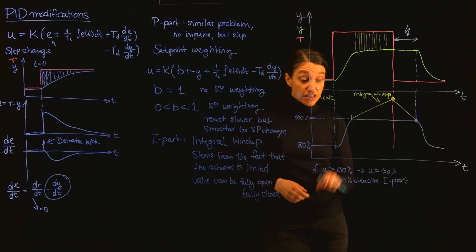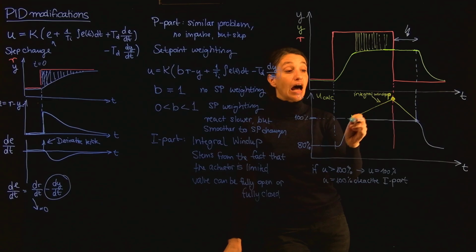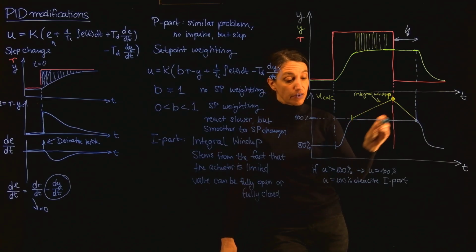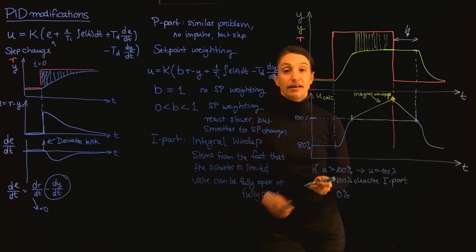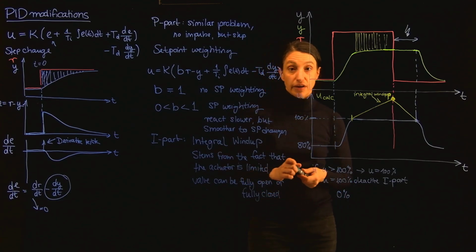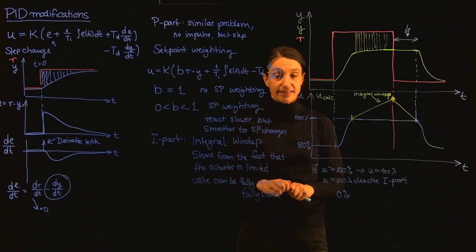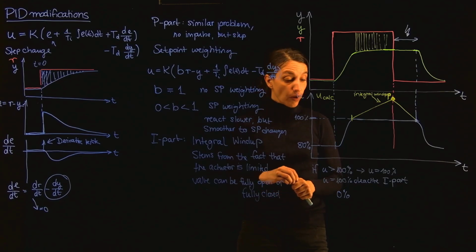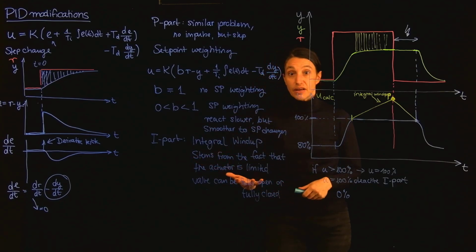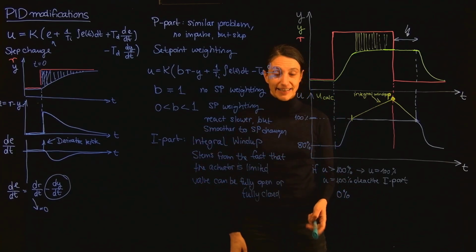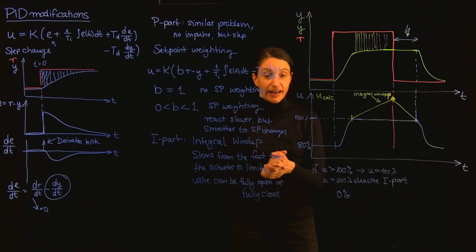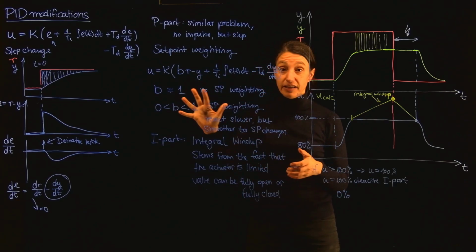Obviously, this is not only true if I'm at an upper limit. I've drawn this here for the upper limit. It also obviously applies when you're at the bottom limit of your actuator, you will see exactly the same occurrence where you can't decrease more than 0%. It's your minimum flow rate.